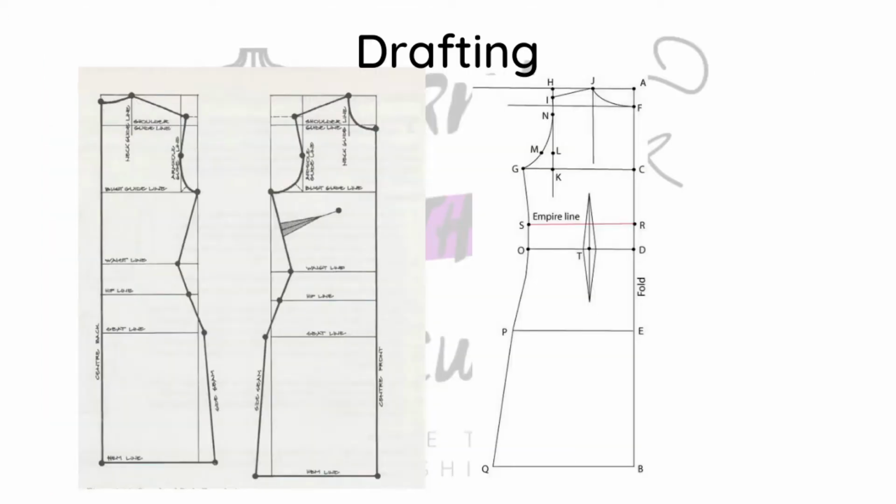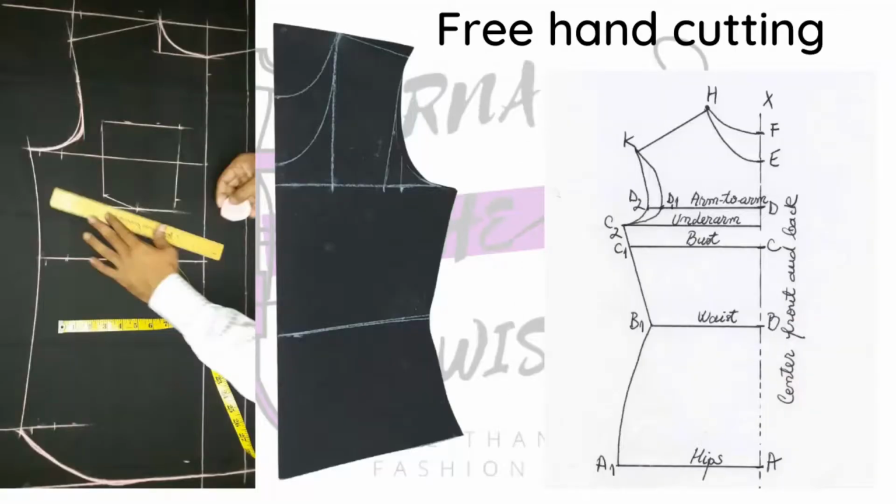Apart from that, in Africa, we have a very popular method of drafting, which we call freehand cutting, where most tailors will just draw the pattern directly on the fabric. The issue with drawing directly on the fabric is that it leaves little room for manipulating the design. So I always recommend, even if you do use freehand cutting, always do it on paper first and then do your final on fabric.